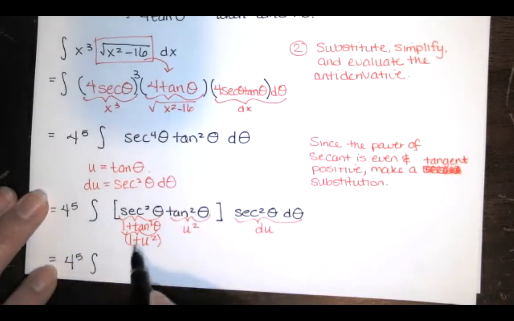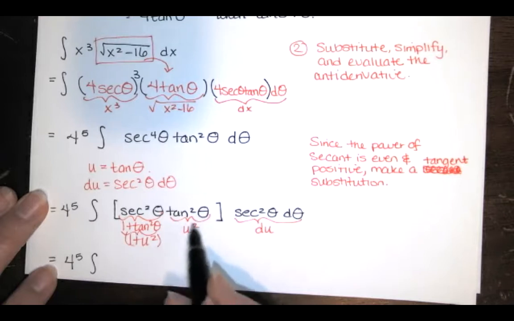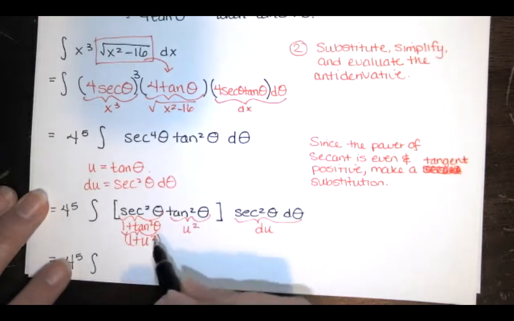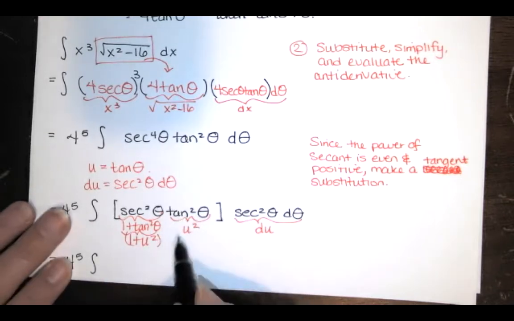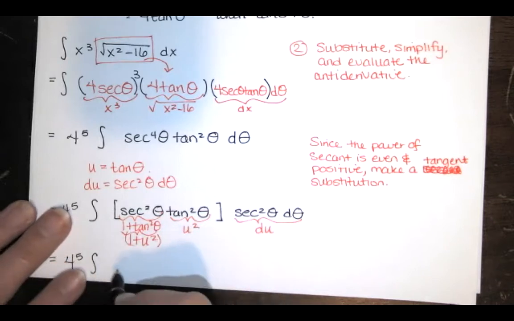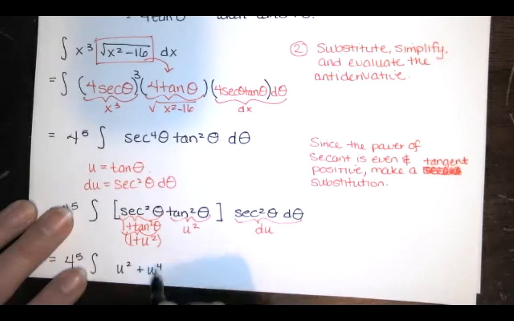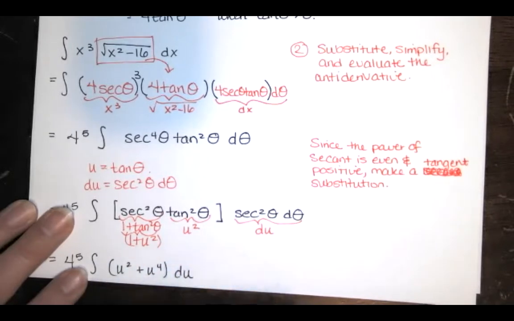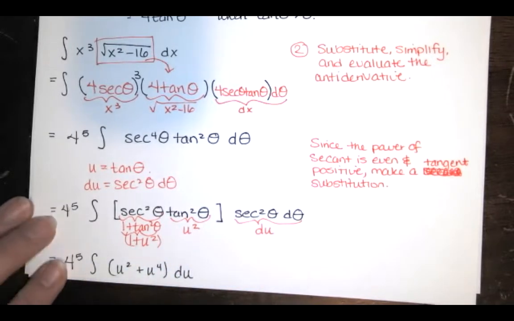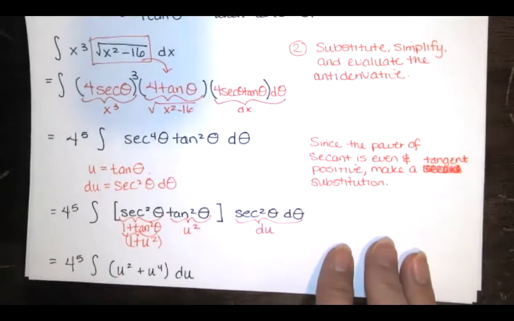Now, some students are tempted to just anti-differentiate this and anti-differentiate that and multiply. Don't do it. You need to distribute first. u squared times 1 is, of course, u squared, and u squared times u squared is u to the 4th. Okay, now we just use the power rule from here to anti-differentiate.